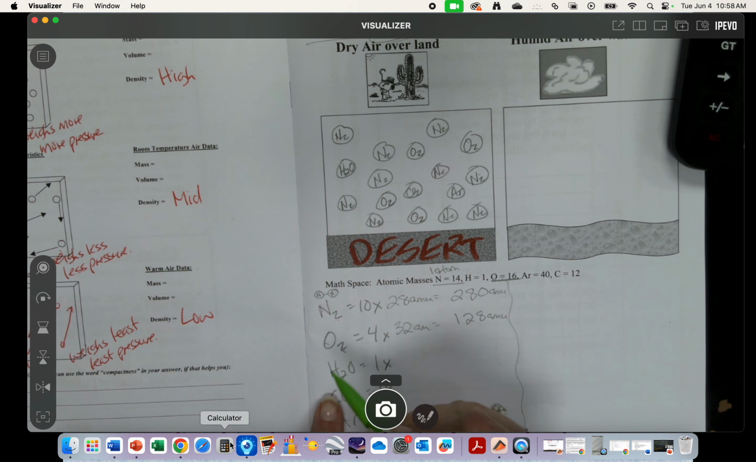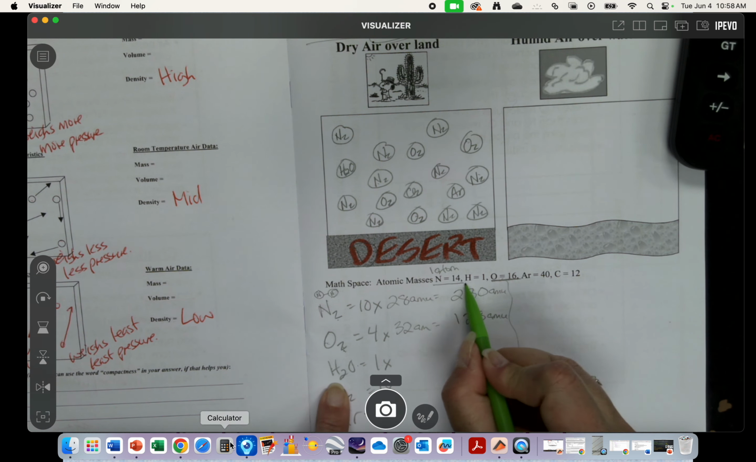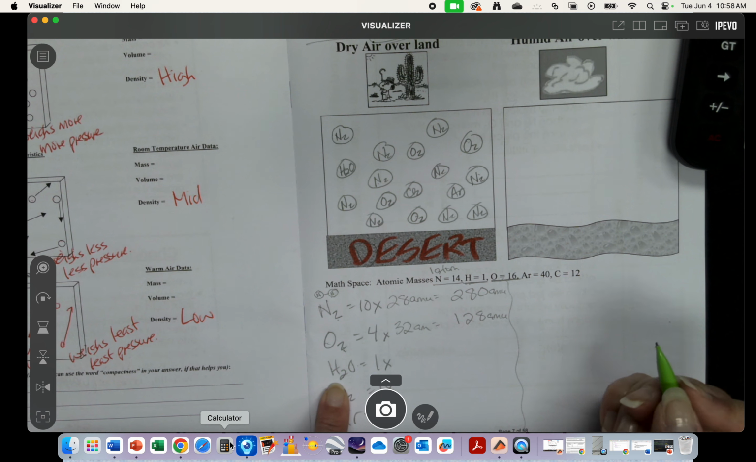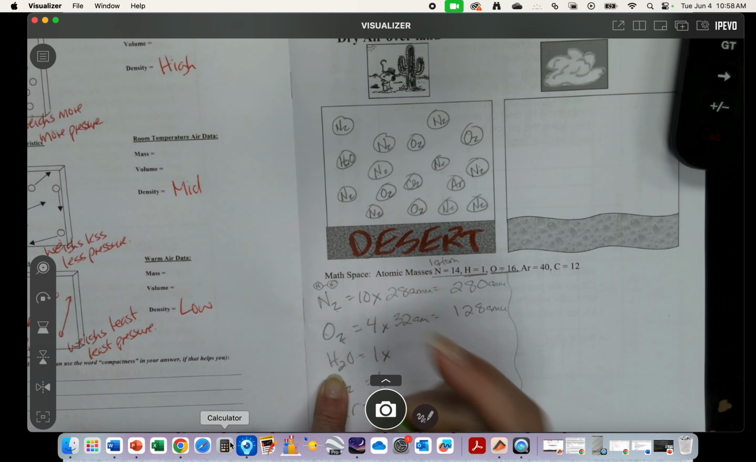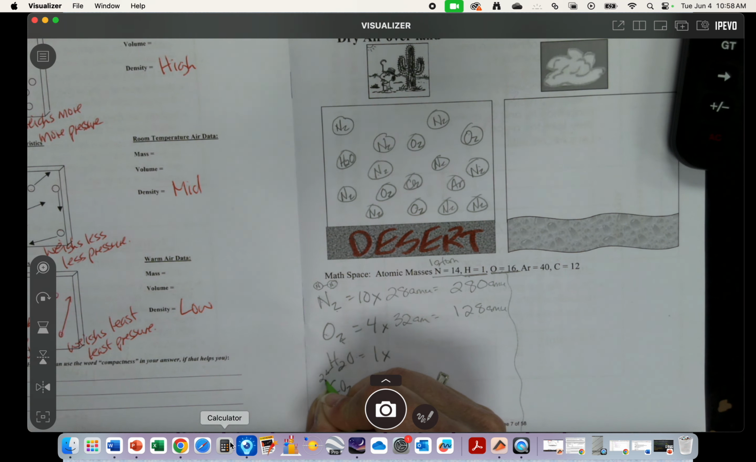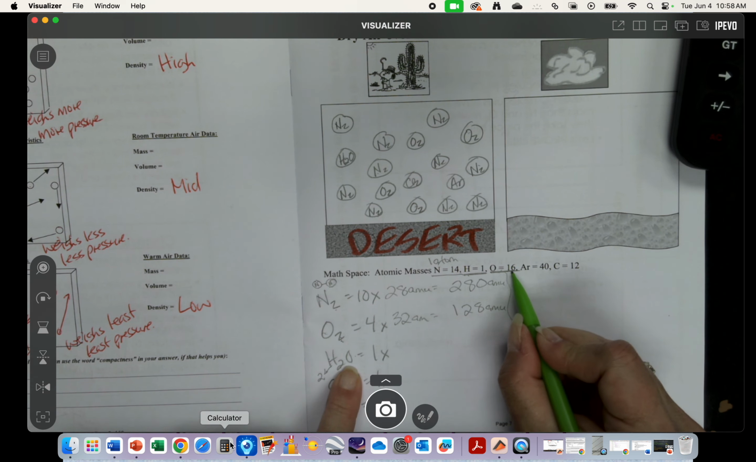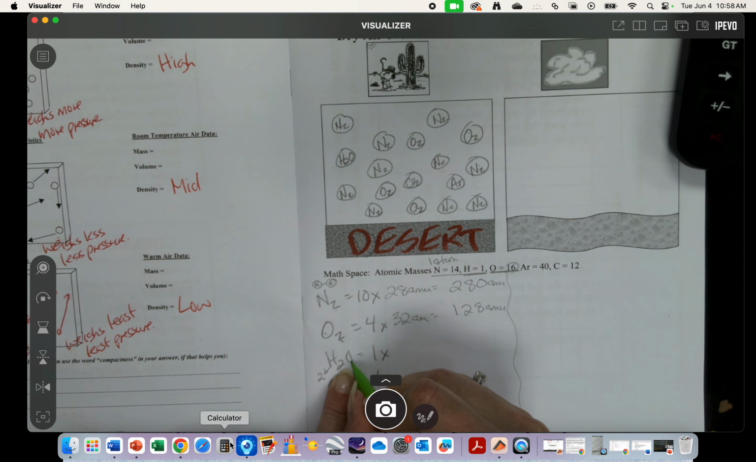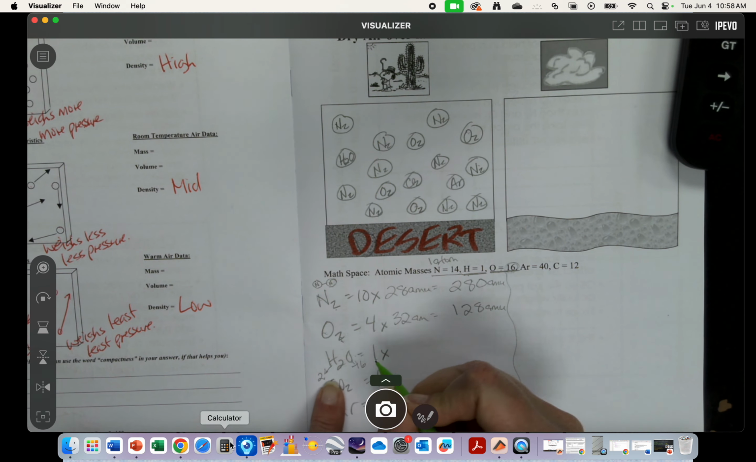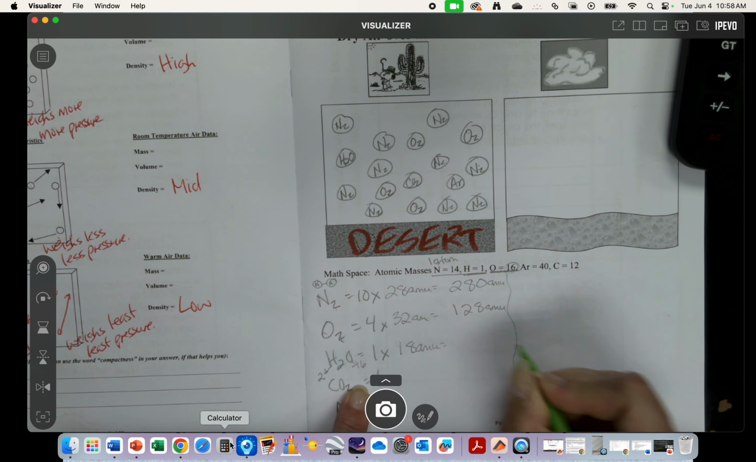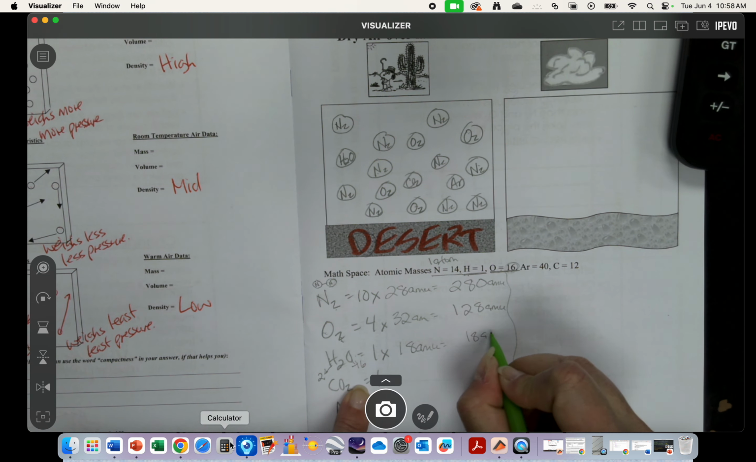Now, H2O. What is the mass of one atom of hydrogen? 1. But we don't have H, we have H2. So the hydrogen has a mass of 2, and oxygen has a mass of 16. So H2O has a total mass of 18. So 1 times 18 is 18.